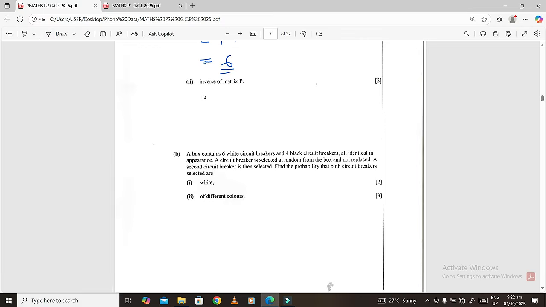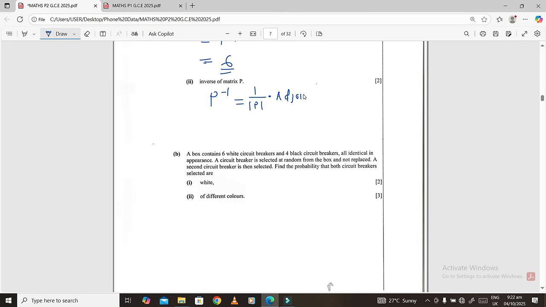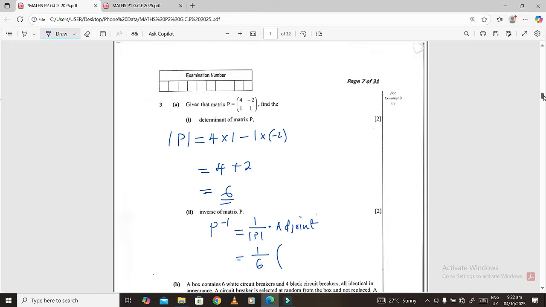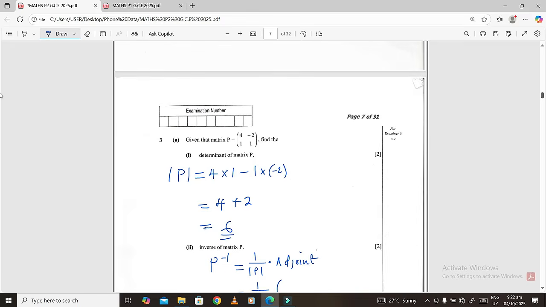For the inverse, we're simply going to say P to the power of negative 1, which shows that the inverse we're looking for is equal to 1 over the determinant, and then here we multiply it by the adjoint. So that will be 1 over 6, since 6 is the determinant, and then the adjoint will be like this. I want you to see nicely how the adjoint will be found.